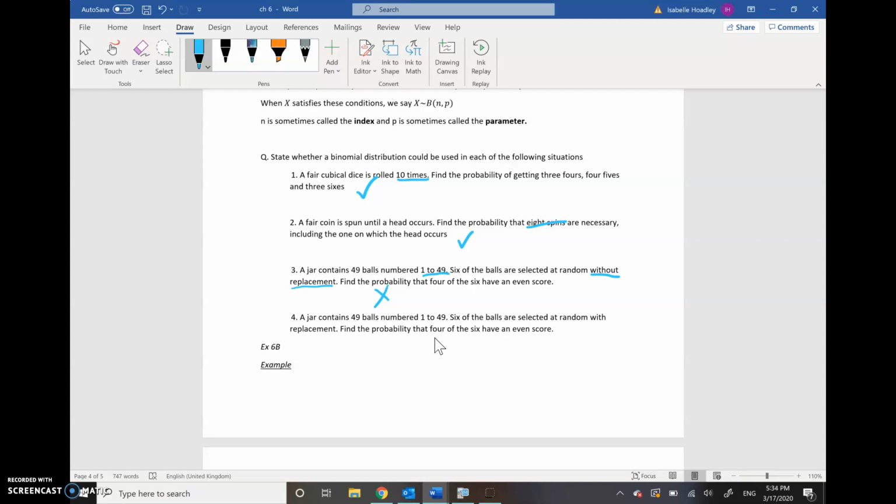A jar contains 49 balls labelled 1 to 49. 6 of the balls are selected at random with replacement. Find the probability that 4 of the 6 have an even score. This would be binomial because you've got that replacement, so the probabilities are remaining the same.